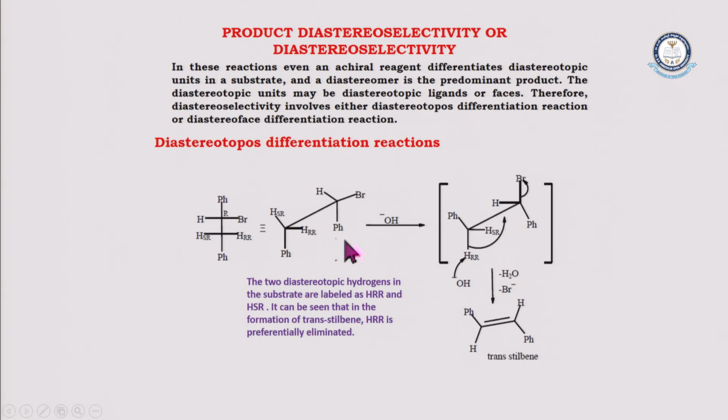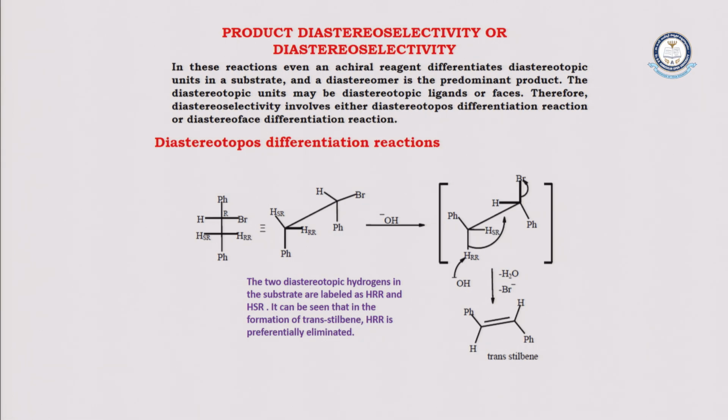Now, in the elimination reaction, you can see in this Sawhorse formula, the HRR ligand is going to be eliminated as hydrogen bromide, and it is going to form the trans-stilbene product. So it is selective. Whatever the reagent, this particular nucleophile abstracts this HRR ligand, and it leads to formation of a trans derivative here. This is product diastereoselectivity.